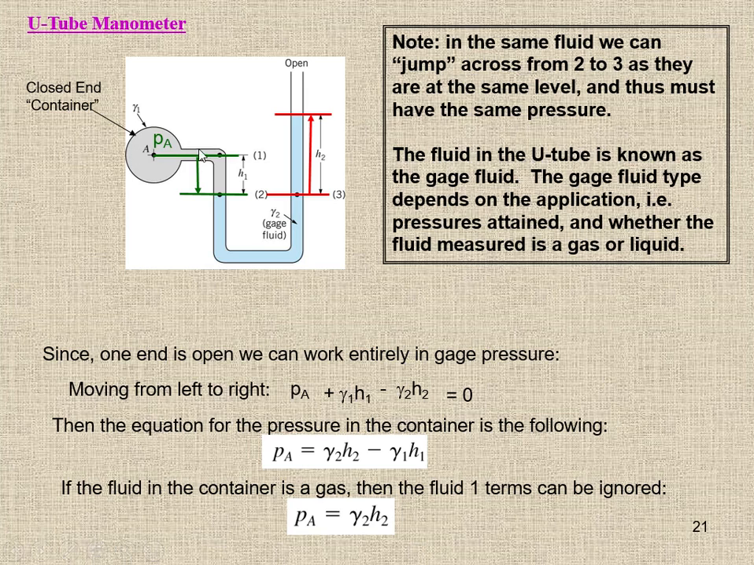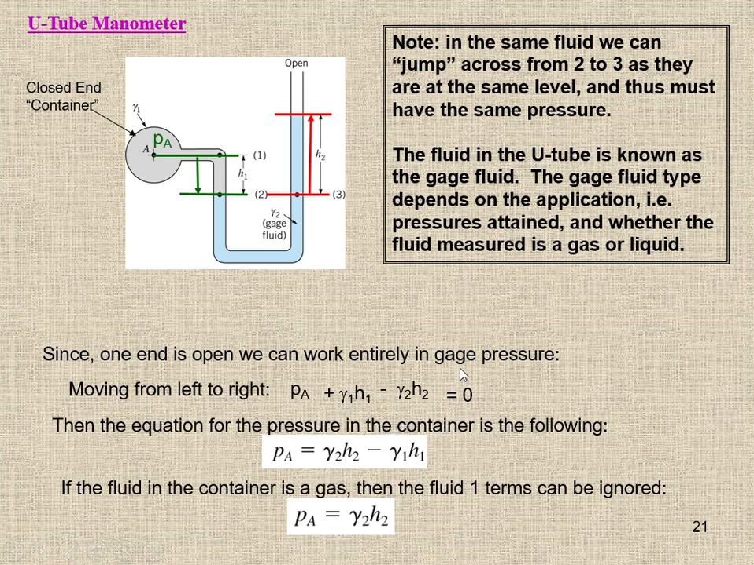We start from here, continue, and go up to the top. Since one end is open, we can work entirely in gauge pressure. You must keep in mind that during the measurement of gauge pressure, we do not consider atmospheric pressure, because atmospheric pressure is the reference pressure. If you are measuring absolute pressure, you have to add the atmospheric pressure. Now we are making an equation for the gauge pressure.